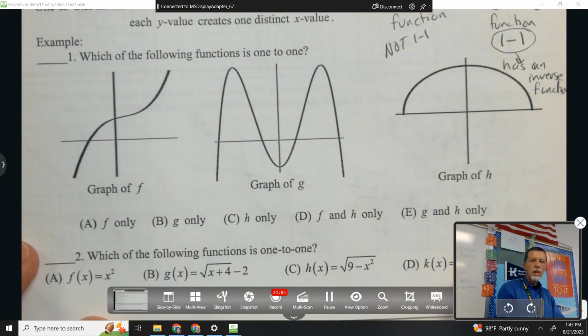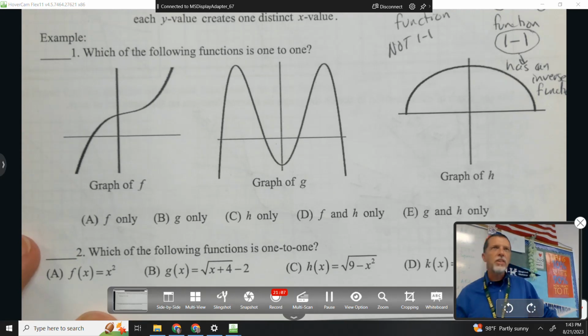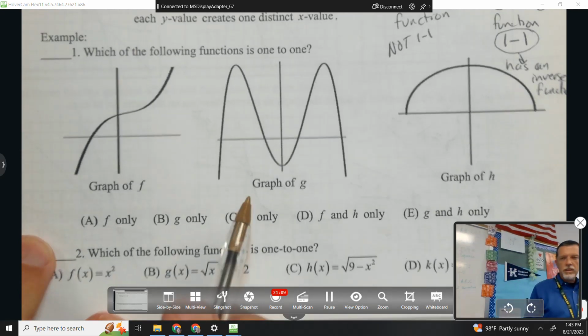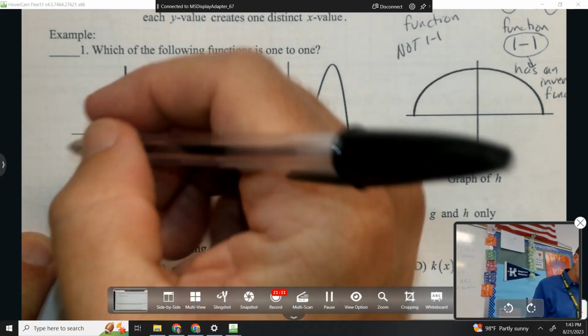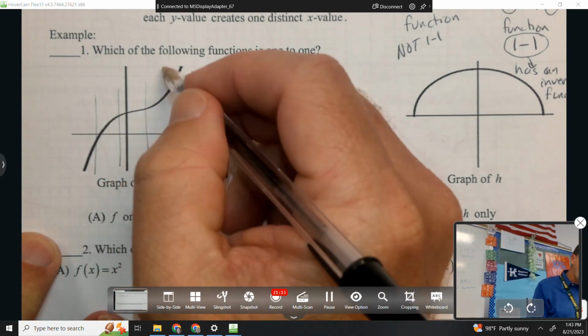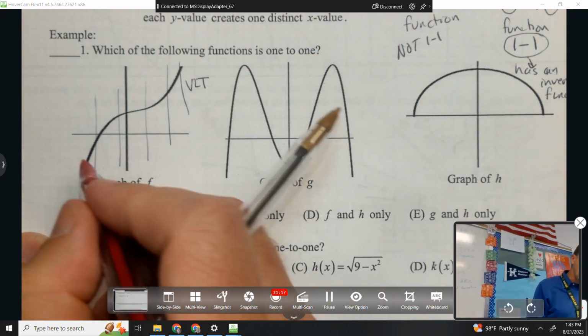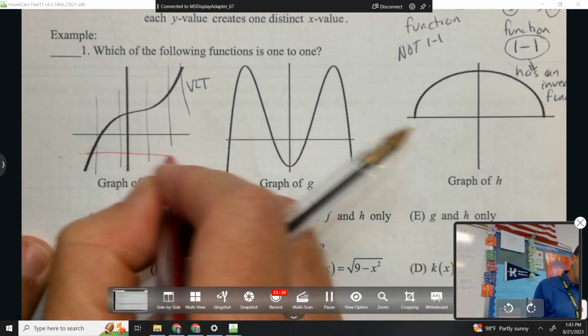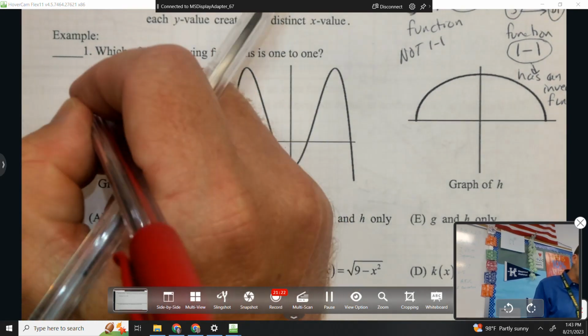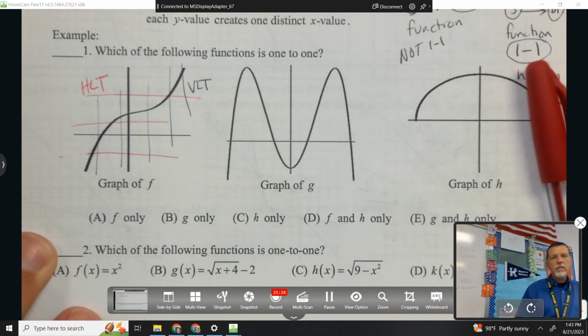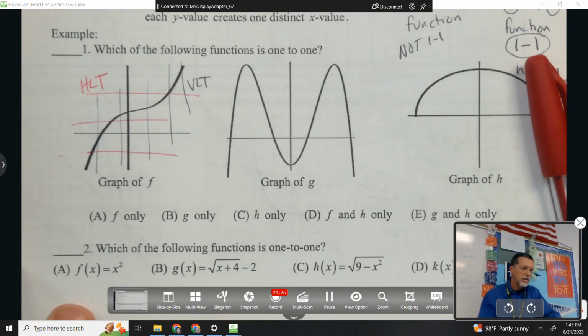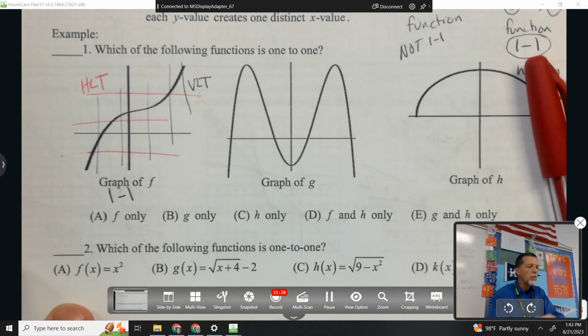Number one, which of the following functions is one-to-one? So this one, let's check vertical line test first, but we're definitely good there. How about the horizontal line test? Yeah, any horizontal line you draw is good. Only crosses once. So that is a one-to-one function.